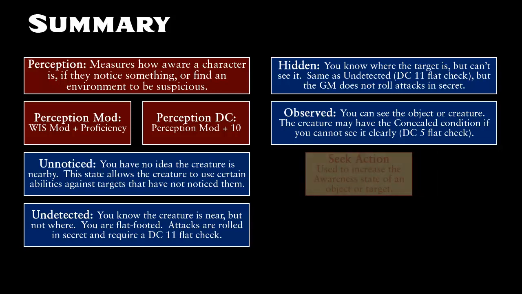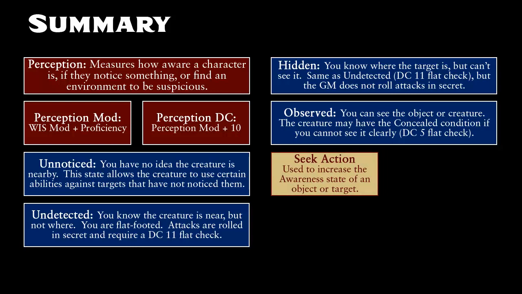The seek action is used when a character wishes to improve their awareness of a target. This is done with a perception check contested by the stealth DC of anything hidden in that field of view. Unlike with most checks in the game, rolls for seeking are made secretly by the GM, who then tells the player what they see or what they don't see. The result of the roll and if it was a success or failure are not revealed to the player.